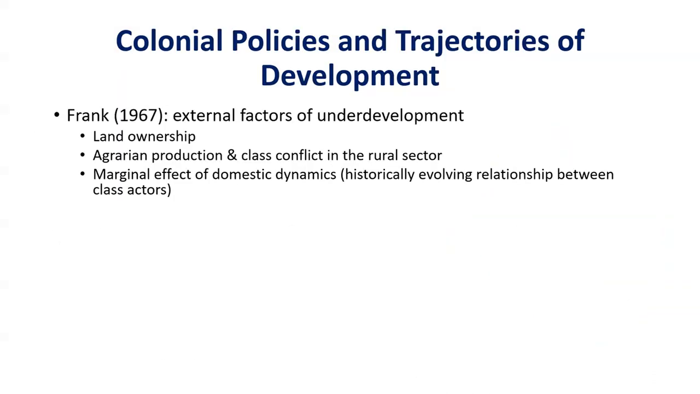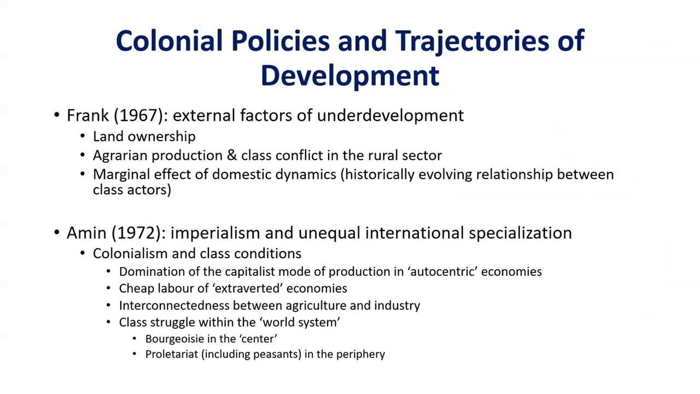So you have different strands and different streams in this tradition. For example, Frank spelled out how external factors affected underdevelopment in Latin America. The pattern of land ownership and the exportation of raw materials affected the import substitution industrialization strategy in Latin America in the 50s and 60s. And that's why Latin American countries, because of this legacy of dependent relationships, were unable to have their own autonomous path of capitalist development.